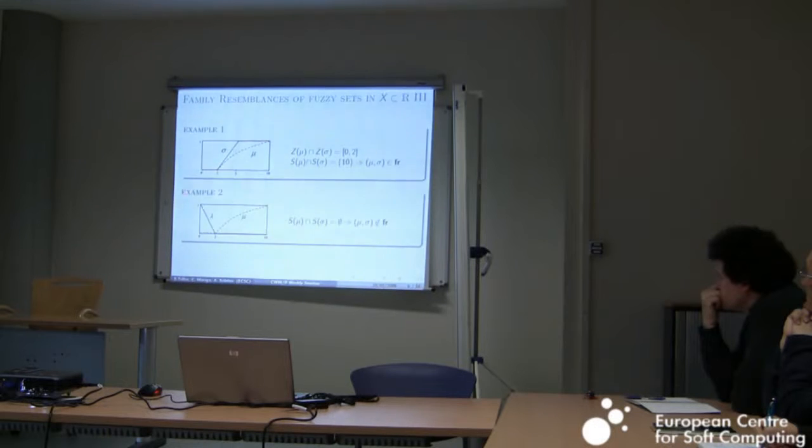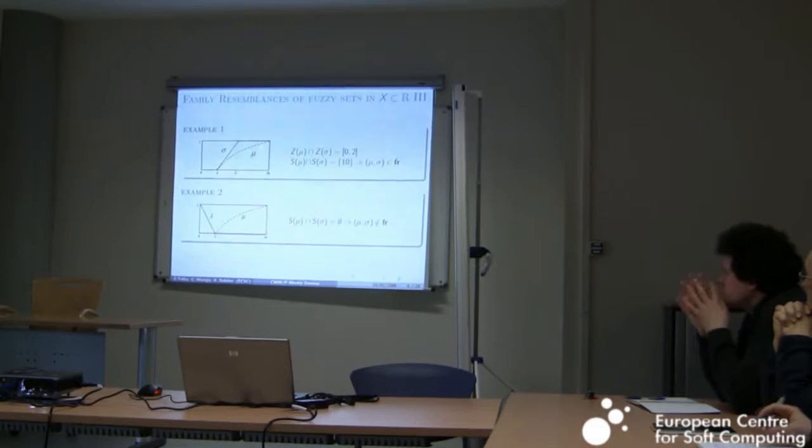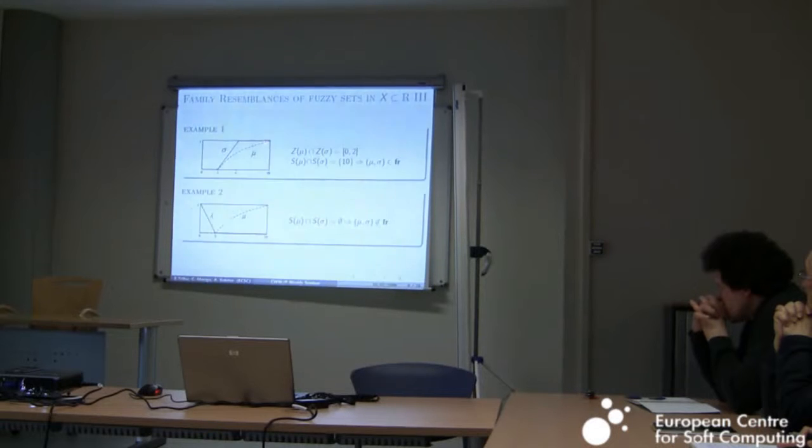Take this sigma, take this mu. Of course, the intersection of the zeros is this interval, 0, 2, then that is not empty. And the intersection of the ones, this is the ones of that, and the only one of mu is that, the intersection is this point, 0. Then this sigma and this mu show family resemblance.